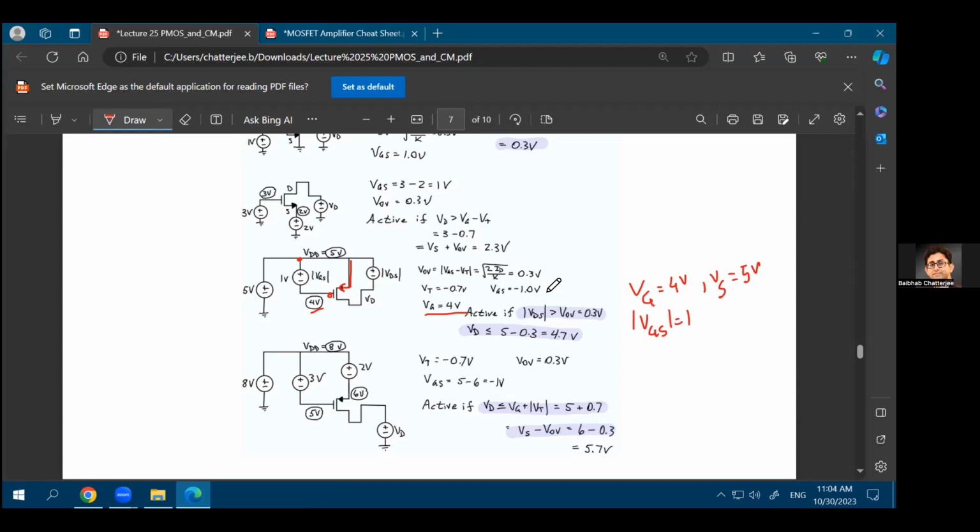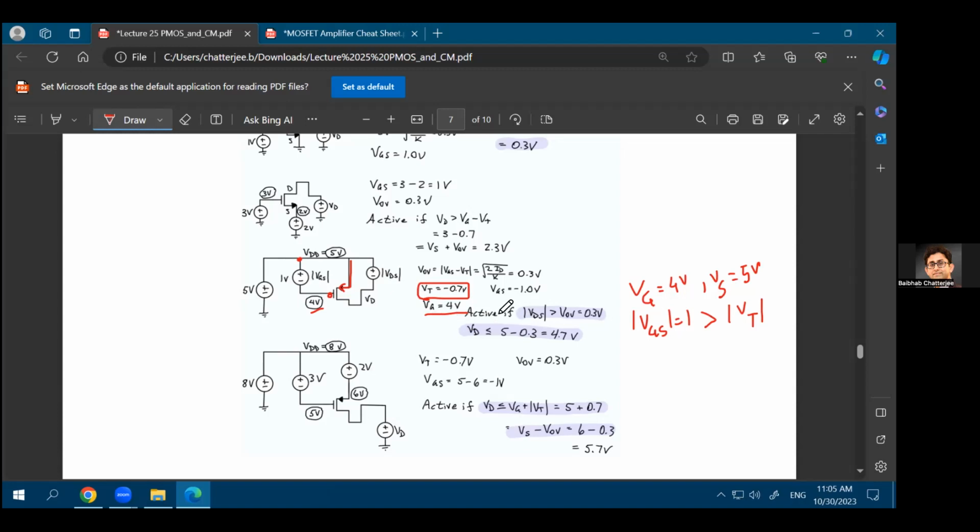Now, whether that is greater than the absolute value of threshold voltage, that will determine whether the transistor is on or not. What is your threshold voltage? Threshold voltage is minus 0.7. Remember that for PMOS, the threshold voltage will be negative. Now, this condition is true, right? Your absolute value of VGS is 1 volt, whereas the absolute value of VT is 0.7, which means that the PMOS transistor will be on.